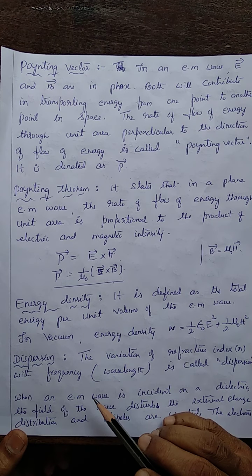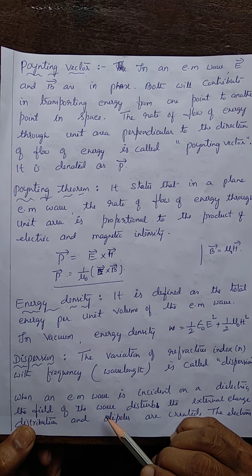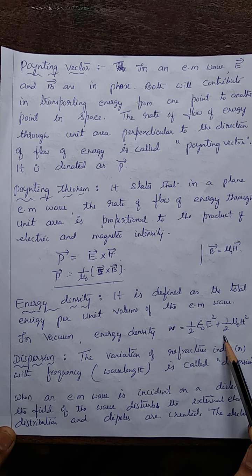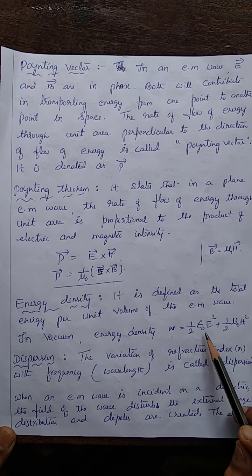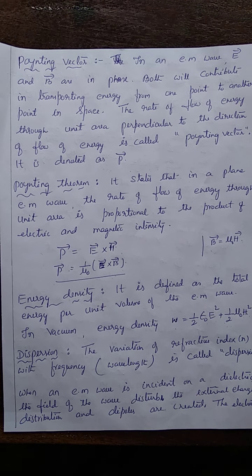Now, one more term defined, energy density. It is the energy carried per unit volume of the electromagnetic wave, given by this formula: W equal to half epsilon naught E square plus half mu naught H square. This is energy density. And one more term defined in this topic is dispersion.